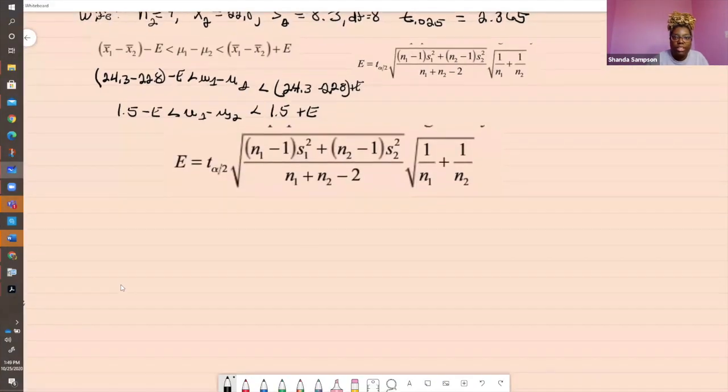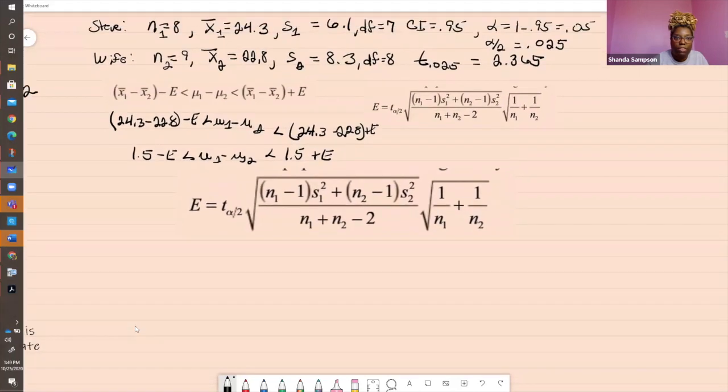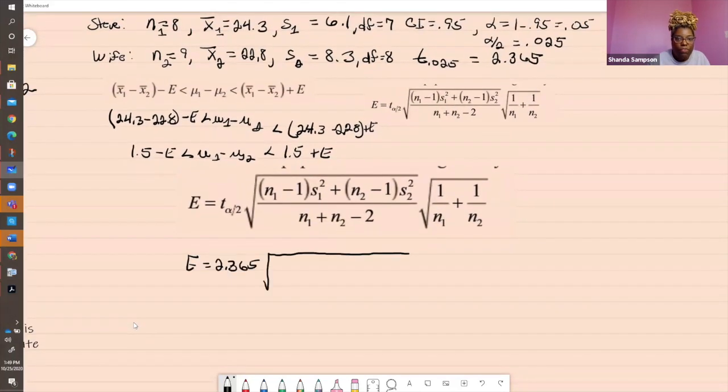As you can see here, it's a lot. 2.365 is how we started off. And we need to fill in all of this stuff and just fill in everything. I'll give you a chance to fill in everything.